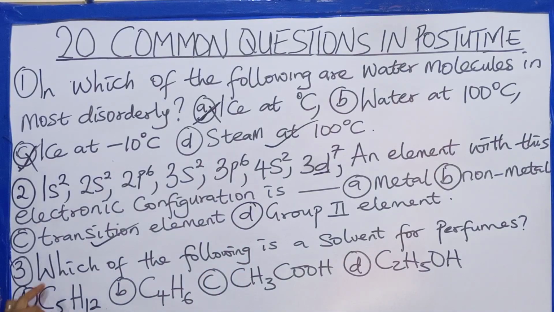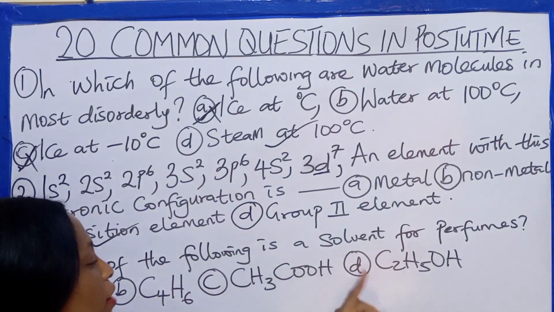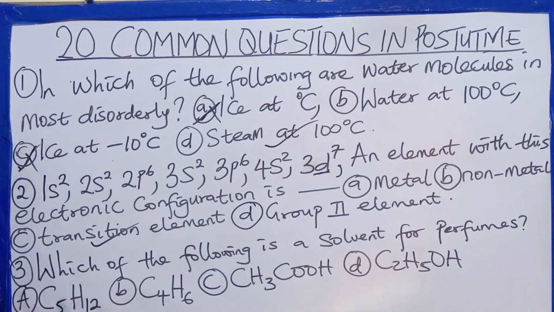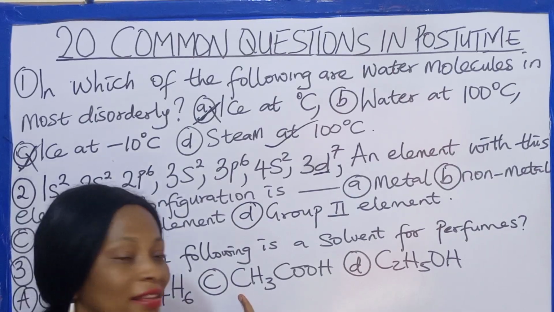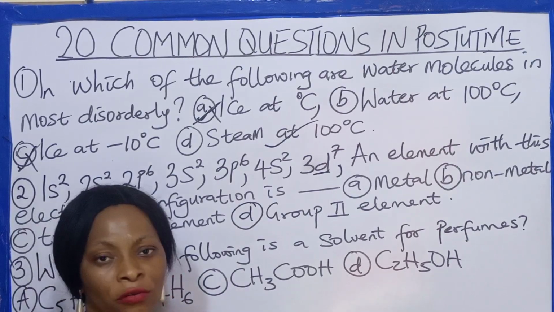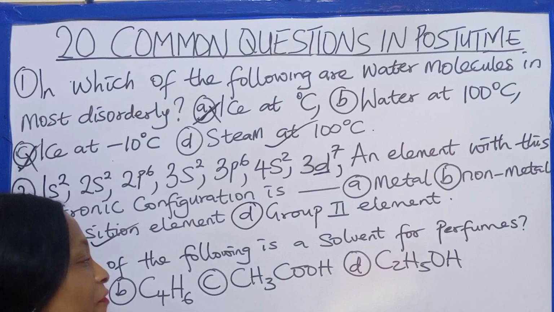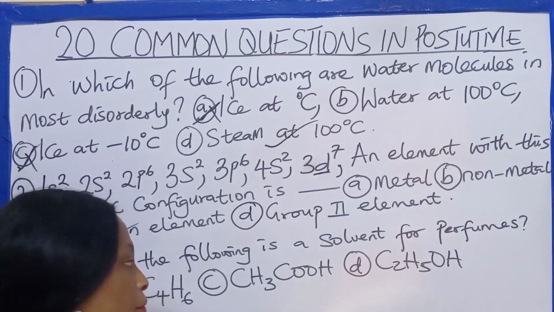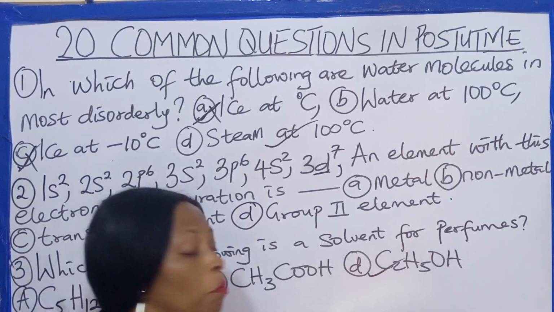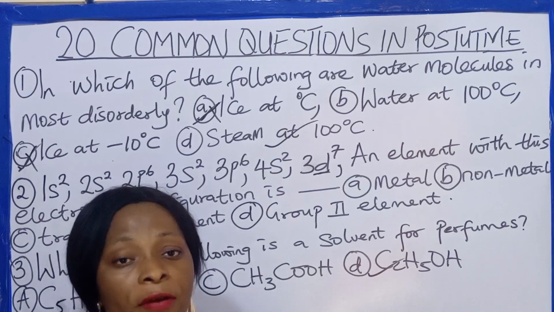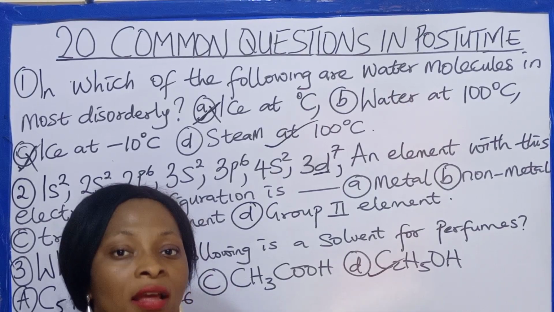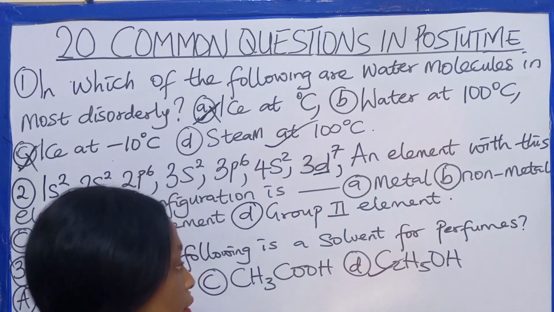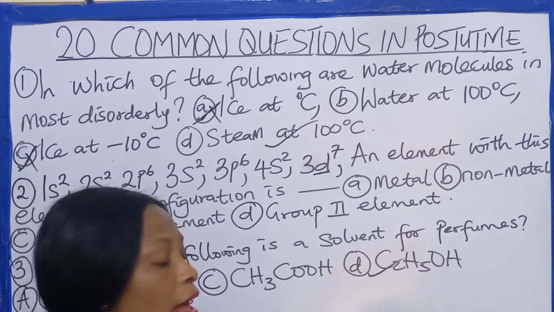Okay, number 3. Which of the following is a solvent for perfumes? You have your pentane, you have your butane, you have your ethanoic acid, and you have your ethanol. So which one is a perfect solvent for making perfume? It is ethanol. Most people who even make local perfume, your usual oil perfume people do these days, they always dissolve it in a solvent called ethanol.